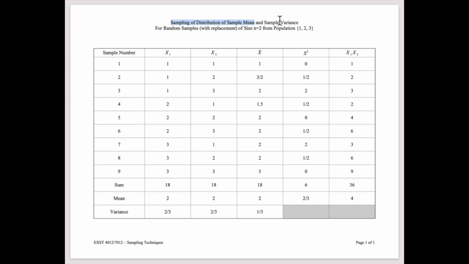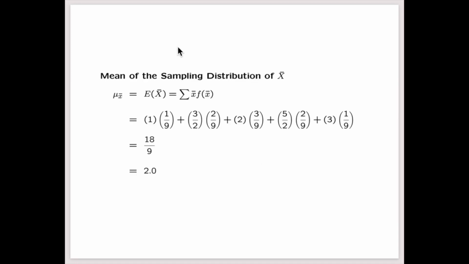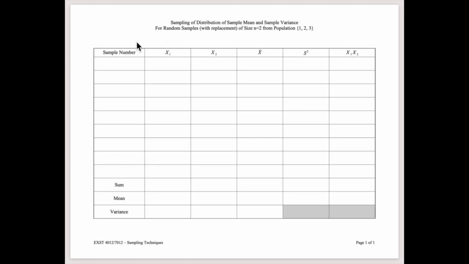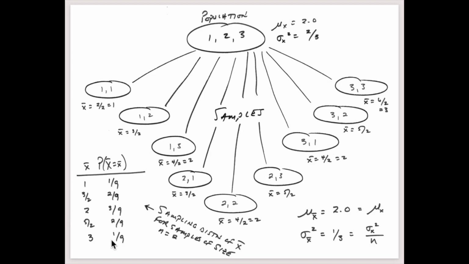Later, we'll focus on the sampling distribution of the sample variance. But right now, we're focusing on the sampling distribution of the sample mean, and so we need to look at the possible values that X bar takes on. Let me back up. So we were to construct the sampling distribution for X bar, and we've done that here down in the lower left corner.